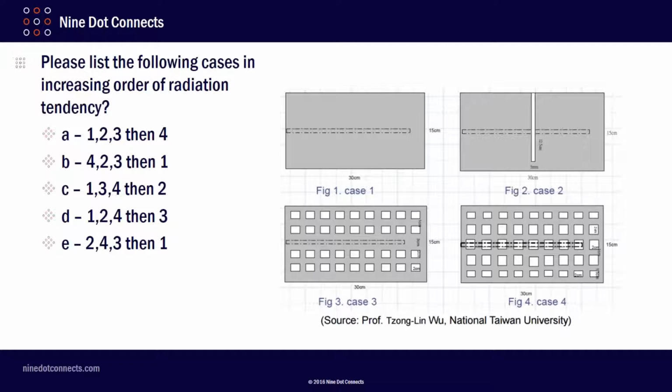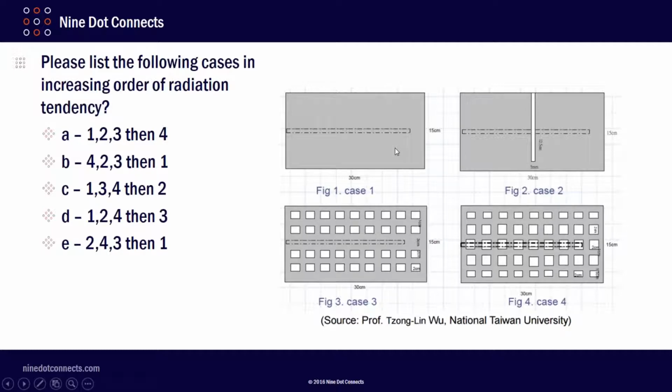Now, I have a situation here that I want you to take a look at. We have a microstrip on the top. That's this dotted line right here with the ground plane underneath it. Nothing fancy, just a normal microstrip. And this professor did a study.